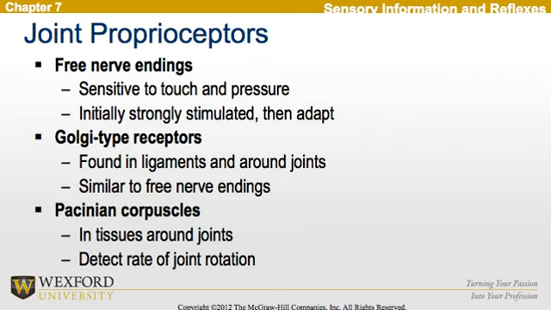Now to discuss joint proprioceptors, we have free nerve endings, which are sensitive to both touch and pressure. They initially are strongly stimulated, but then adapt. We also have Golgi-type receptors, which are found in ligaments and around joints. These are similar to free nerve endings. We also can talk about Pacinian corpuscles, which are found in tissues around joints. They detect the rate of joint rotation.